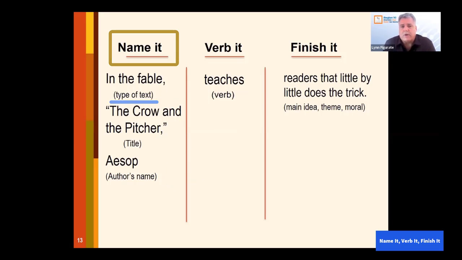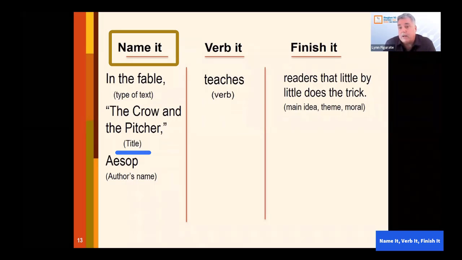It's not always a genre. Here in the fable, it is a genre, but it's not always a genre. Sometimes it's a scientific activity or an experiment that we're doing. Sometimes it's in the model. Sometimes it's in an illustration or a picture or a video. It's not always a genre. That's why in the Common Core Standards, text is really that umbrella that covers everything. And so the type of text would be the best name for it.